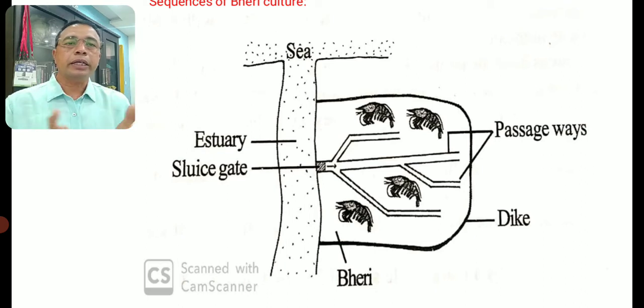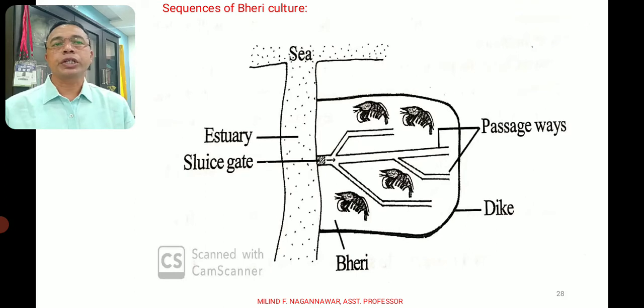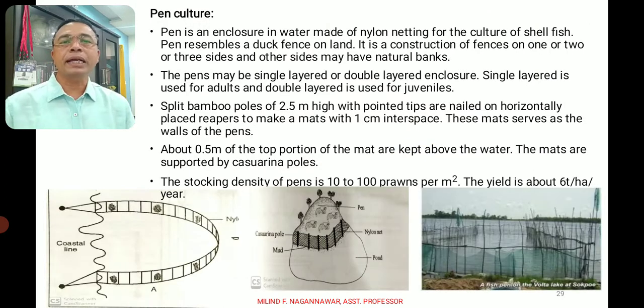They are reared in this tank, and by the month of October they grow to the size of 7 to 12 centimeters. Once they grow to marketable size, they are harvested by opening the sluice gate. So that is about the culture in berries. Now the next one is pen culture.